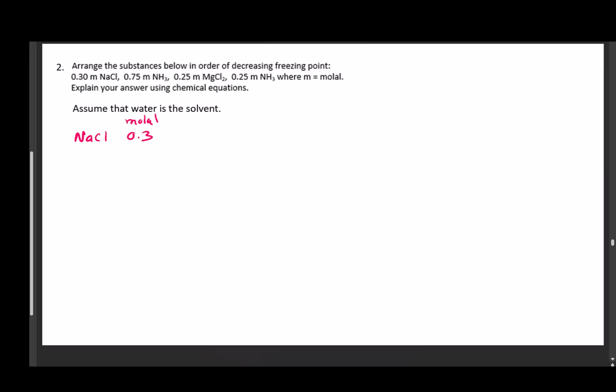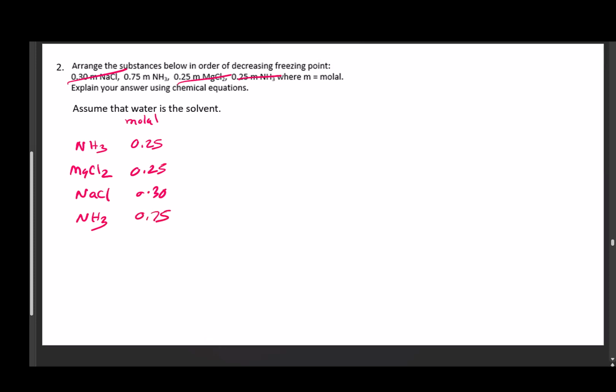Ammonia, let's see if we can do some kind of an order instead. We'll go from, say, low to high concentration. So ammonia, molal concentration 0.25. That's that one there. Magnesium chloride, 0.25 molal. See, sodium chloride, 0.30. And then ammonia, our second solution, 0.75.